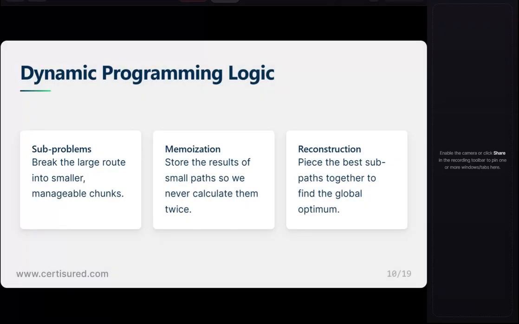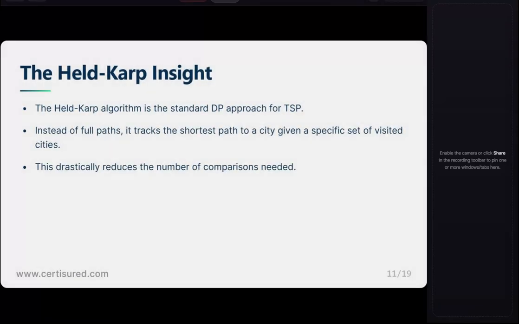Dynamic programming follows a simple logic. First, we break the large route into smaller subproblems. Then we use memoization, which is just a fancy word for storing the results of those small paths in a table. Finally, we piece those optimal subpaths back together to find the overall best solution without ever recalculating a path twice.